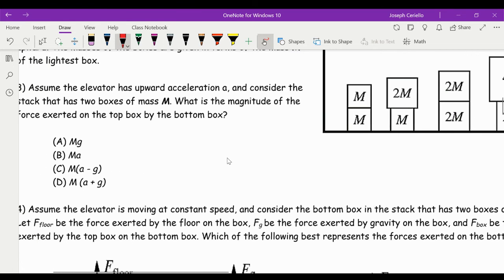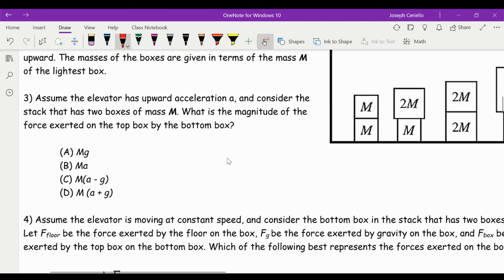For this one here, the elevator is accelerating upward, and we need to find the magnitude of the force exerted on the top box by the bottom box. So we're looking at the first set of boxes here. This box has two forces acting on it. It has mg going down, and it has the force of the bottom box acting upward on it. Now, is that also the normal force acting on it? Yes, but we're identifying it as being the force of the bottom box acting on the top box. Kind of like saying, what's the force of the ground acting on an object? That is the normal force, but we're being a little bit more specific here.